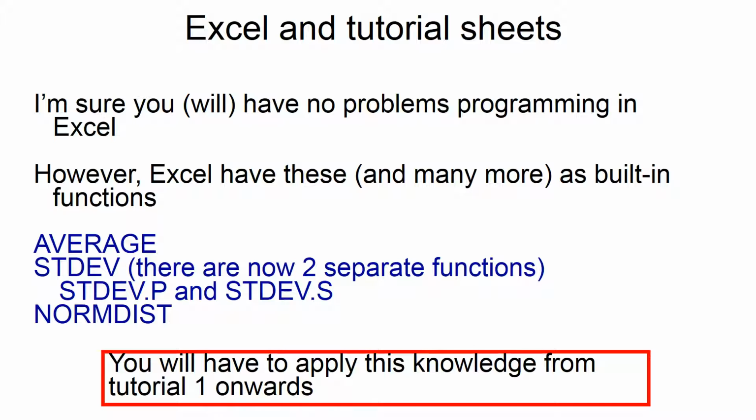Okay, we're coming towards the end, which is kind of nice.